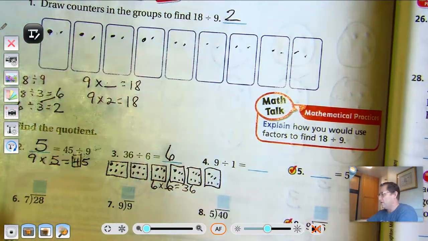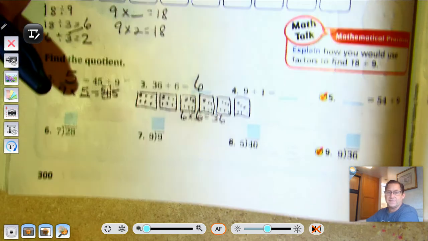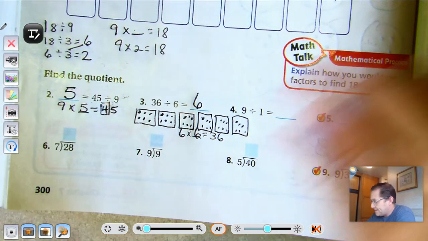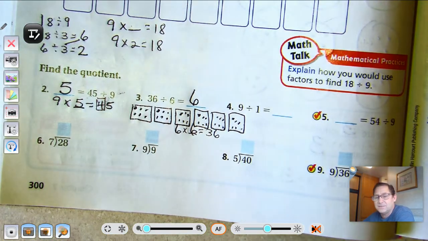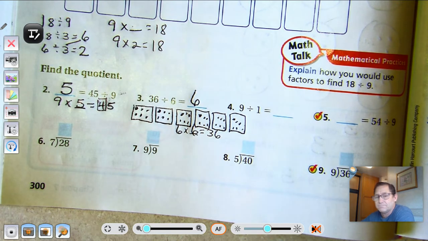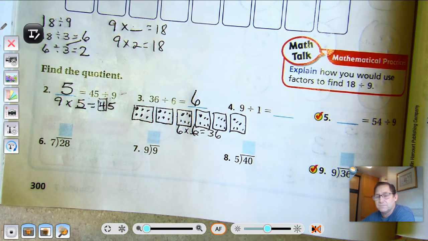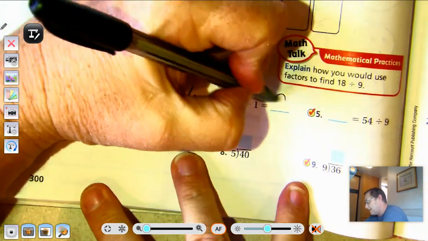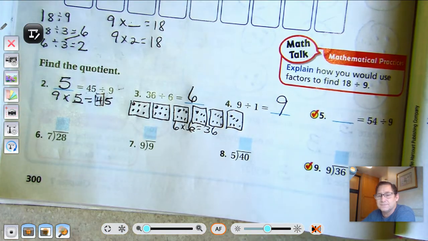9 divided by 1. Okay, so there's no real strategies we need to draw for this one. This is basically saying you have 9 cookies and you only have 1 plate. So how many cookies are on that 1 plate? 9. Any number divided by 1 is that number.